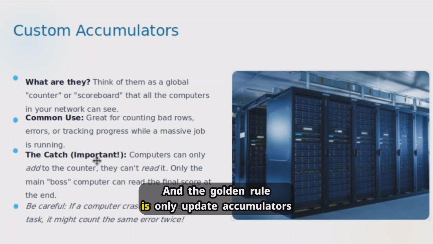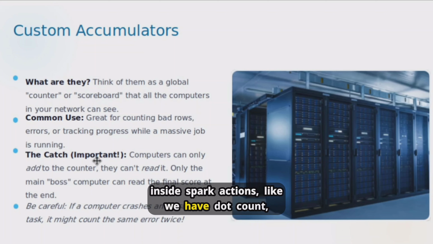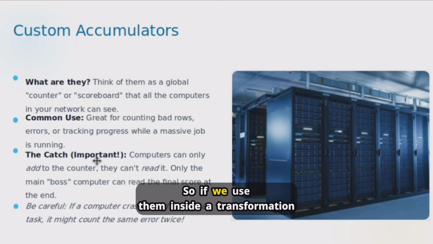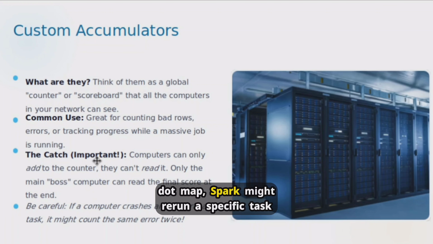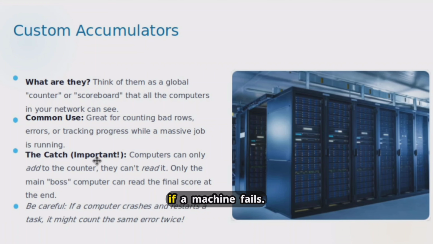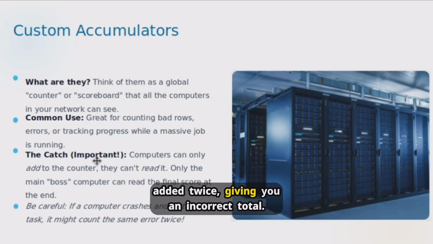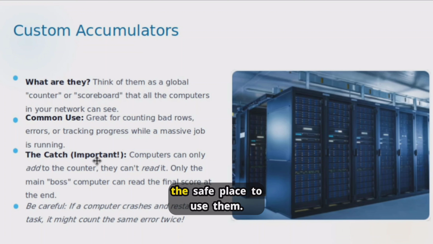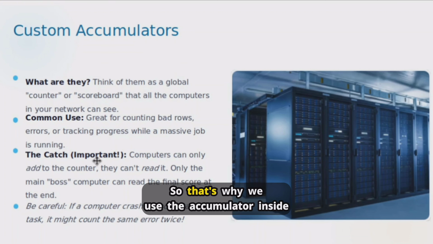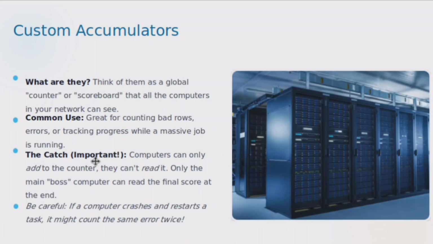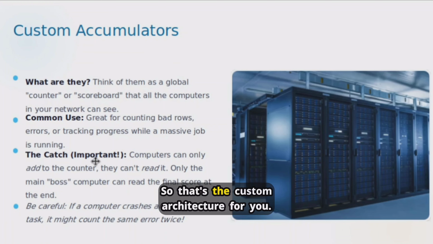And the golden rule is to only update accumulators inside Spark actions like .count, .collect or .save. And why is that so? If we use them inside a transformation like .map, Spark might rerun a specific task if a machine fails. If that happens, the accumulators might get added twice, giving you an incorrect total, because actions are only executed once. They are the safe place to use them. So that's why we use the accumulator inside Spark actions, not with Spark transformations. Okay, so that's the custom accumulator for you.